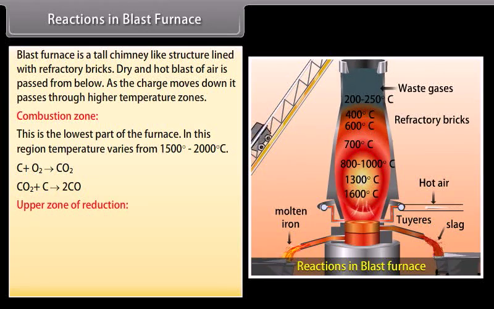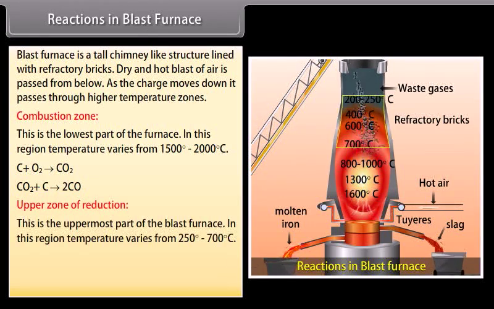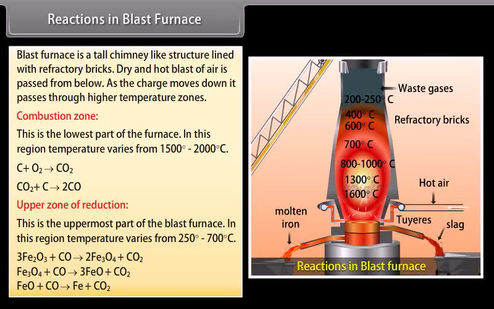Upper zone of reduction. This is the uppermost part of the blast furnace. In this region, temperature varies from 250 degrees to 700 degrees Celsius. Here, carbon monoxide reduces oxides of iron into spongy iron.